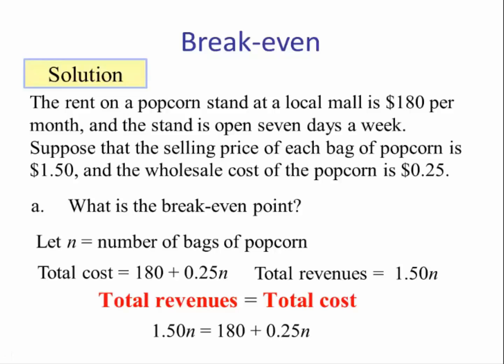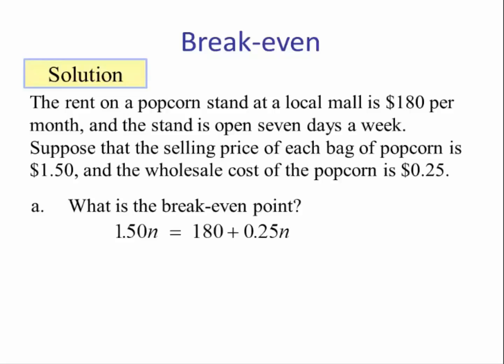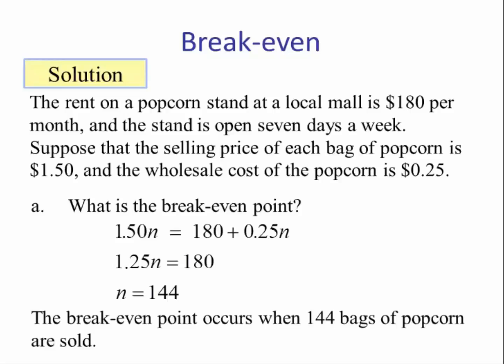So we have 1.5 times N equals 180 plus 0.25 N. So our first step, we have N terms on both sides. I'm going to subtract 0.25 N from both sides. We now have 1.25 N equals 180. Divide by 1.25 and we have 144. So in terms of the problem, our break-even point occurs when we sell 144 bags of popcorn. If we sell more than 144, there'll be a profit. If we sell less than 144, there'll be a loss.